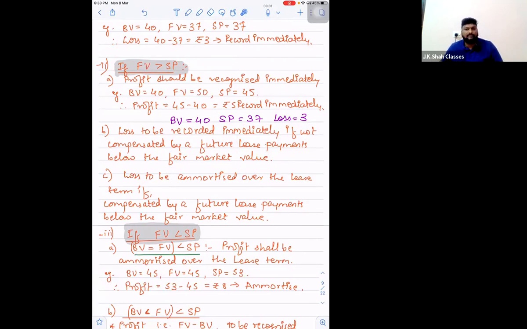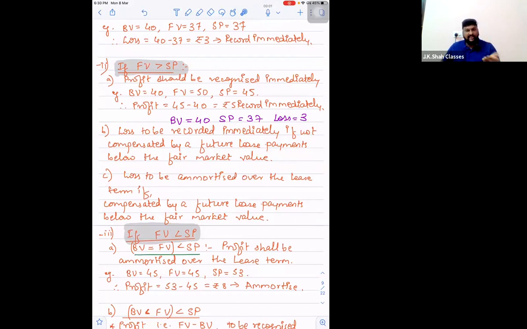Now check what is going on. In the first case, book value is 40, fair value is 50. Fine, my fair value is greater than my selling price. Superb. Nothing will be amortized with respect to profit. Topic is finished. Just check 45 of selling price, 40 of book value, 5 rupees profit, record immediately, because anyhow amortization will not come. Second and third case together, book value is 40, sold at 37, fair value is 50. No problem, sir. Anyhow, my selling price is less than fair value, so no part of the profit, that is selling price minus fair value, will be amortized. So technically there is a loss of 3 rupees.